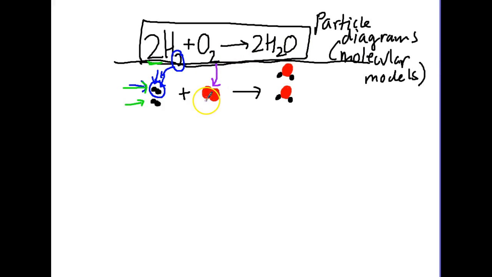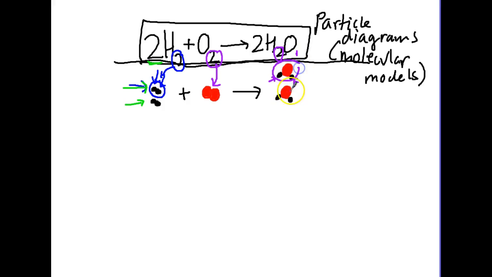Why are there 2 red spheres? Because the subscript of 2 indicates I have 2 atoms of oxygen bonded together. And in water, I have a hydrogen, another hydrogen, 2 hydrogens bonded to 1 atom of oxygen, this invisible subscript 1.